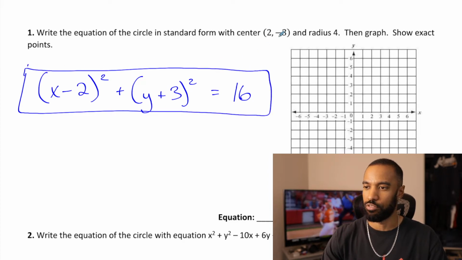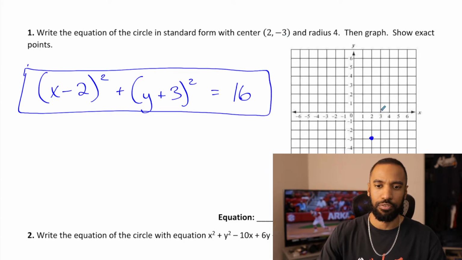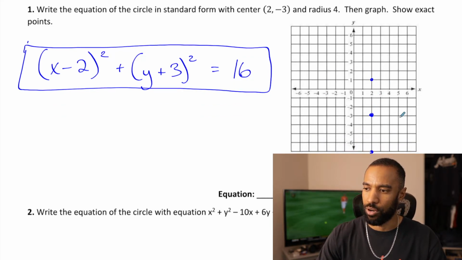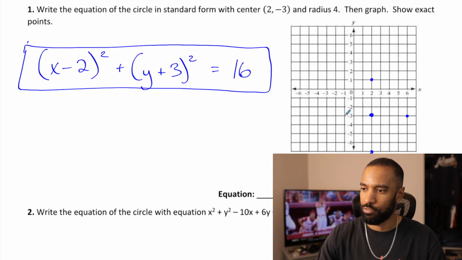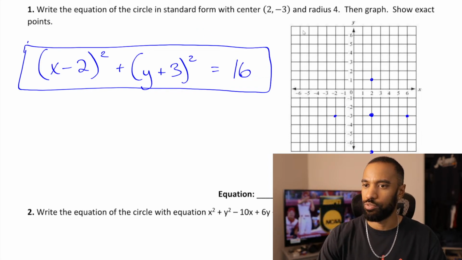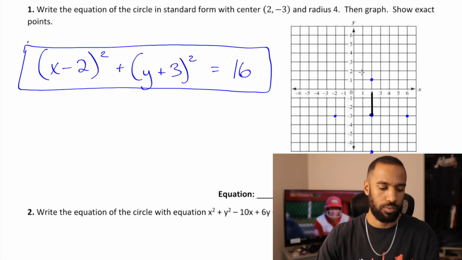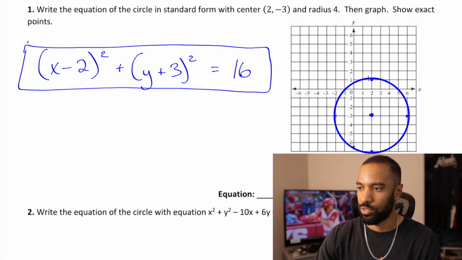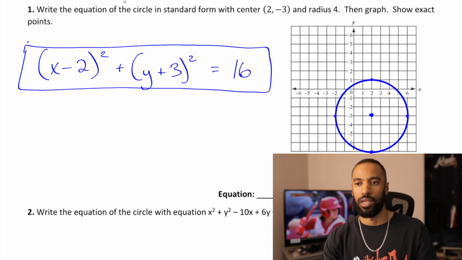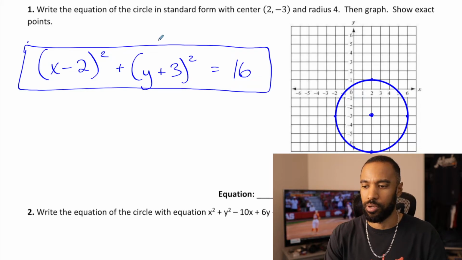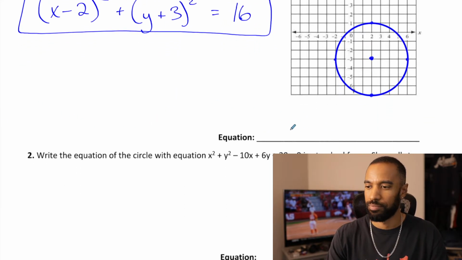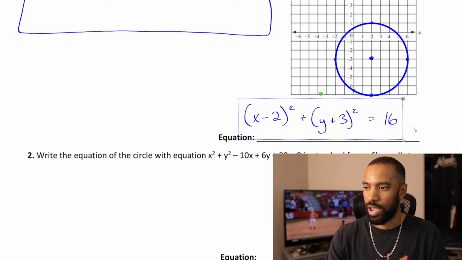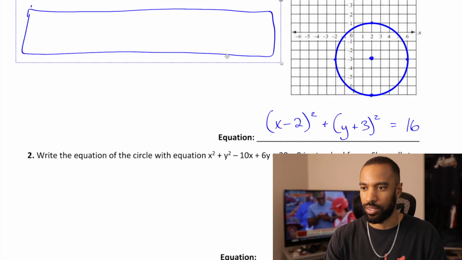Let's also use the information for the graph. The center's at (2, -3) right there. A radius of 4 means let's go up 4, down 4, left 4, 1, 2, 3, 4, right 4. One fish, two fish, red fish, blue fish. Here we go. Circle tool. Whip that out of your back pocket. You guys can have a compass, I suppose. Oh, the equation is supposed to be written in here. That's okay. I got you. All right. There it is. I don't really have anything else to write on that.